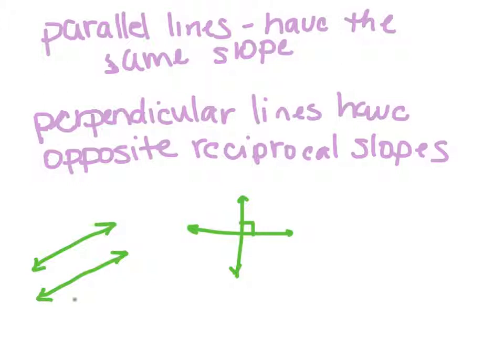So these two slopes would be the same. M would equal M. And on the perpendicular lines, a slope would equal a slope with the opposite sign, and then the reciprocal, which would be 1 over whatever the slope was. Okay? So hopefully you have that written down in your notes. If you need more time, just stop the video, write it down, and then continue. Alright, so let's look at an example.